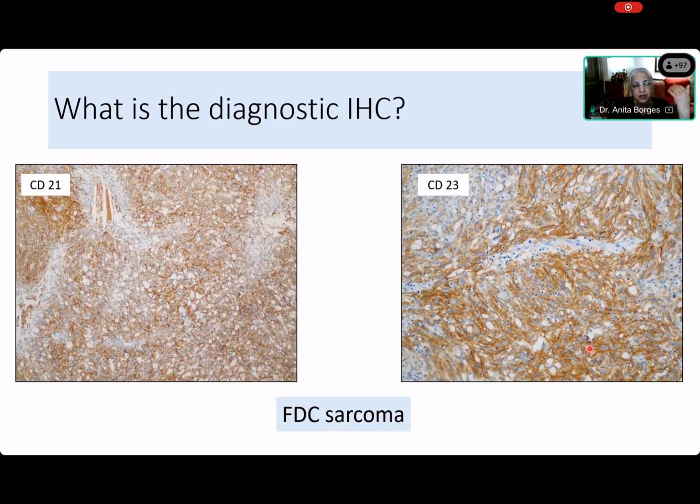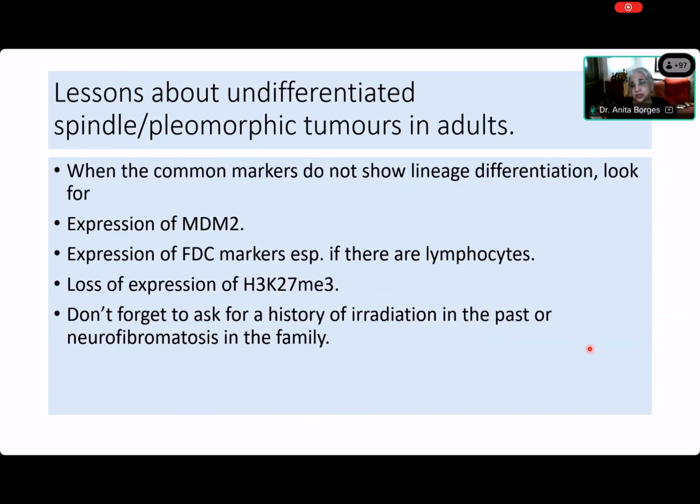It's either 21, 23, 35, D240, Bassin, whatever. Okay? This is an FTC sarcoma. So what I'm trying to show you is that you have lots and lots of different things that can be spindle cells. But what I showed you in the beginning, I don't care whether you make these diagnoses or not. You cannot miss a neurofibroma, you cannot miss a schwannoma. If you miss that, there's something terribly wrong. Okay, those two you just cannot miss.